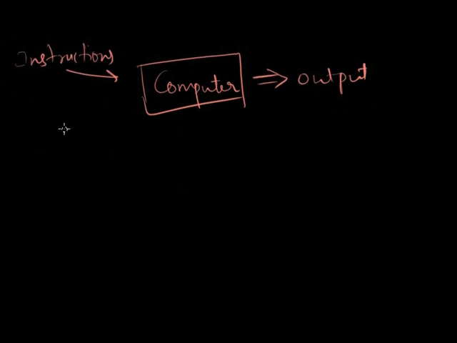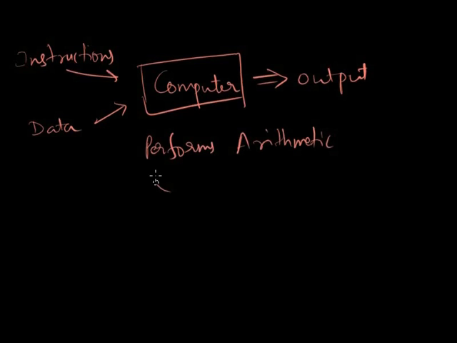But along with instructions that tell the computer what to do, a computer needs some extra information on what to operate upon. So that we give in the form of data. As you can see, instruction and data form the input to the computer. The computer processes these instructions and data and produces some output. And this computer performs arithmetic and logical operations.